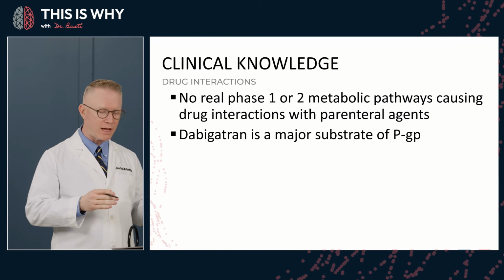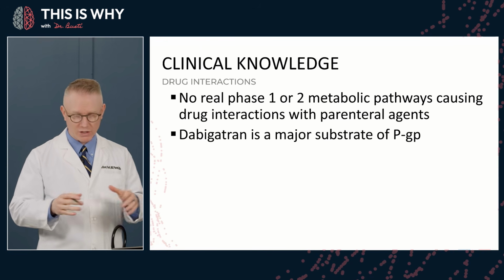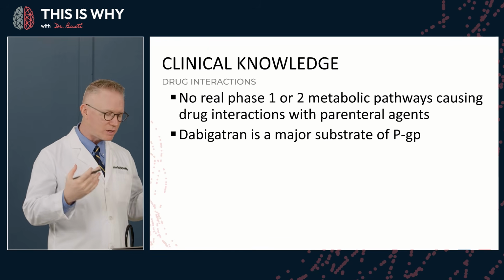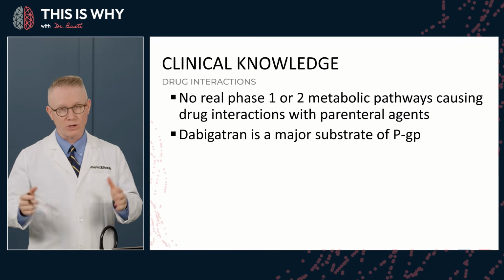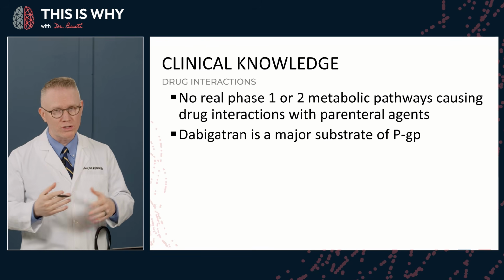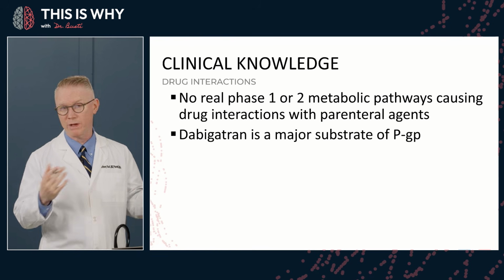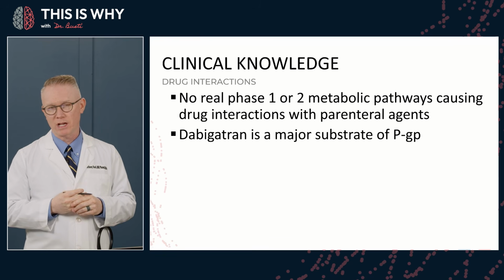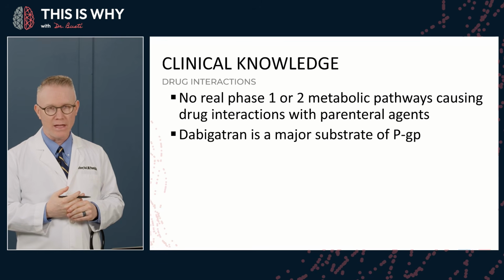Now, there are no real phase 1 or phase 2 metabolic pathways, okay? So phase 1 being your cytochrome P450, phase 2 being your conjugative pathways to make the drugs more water soluble for elimination. So there's not a lot of drug interactions through those pathways. However, Dabigatran is a major substrate. That means it requires the use of P-glycoprotein for its elimination from the body or movement in and out of cells.